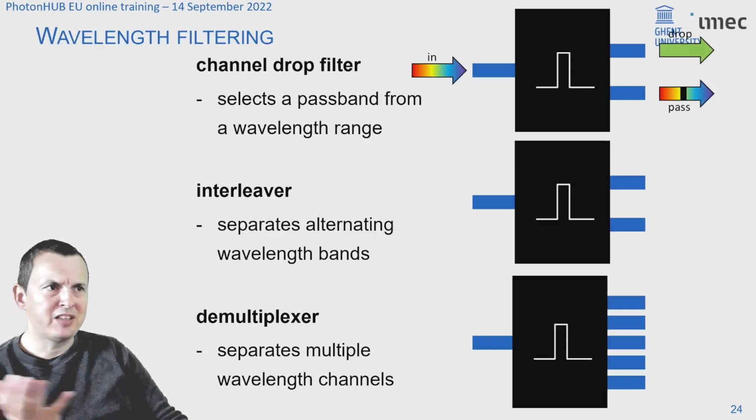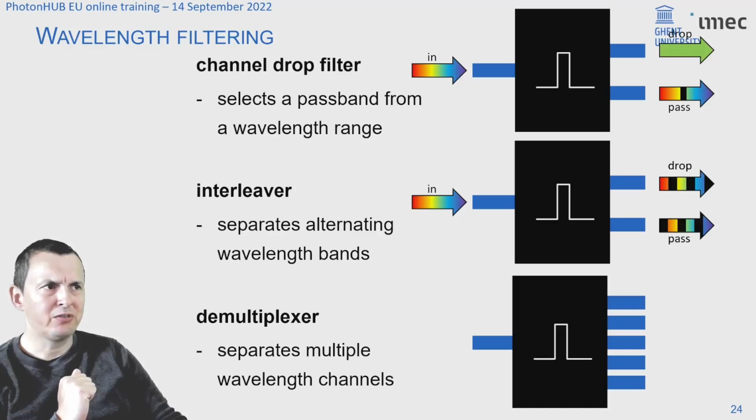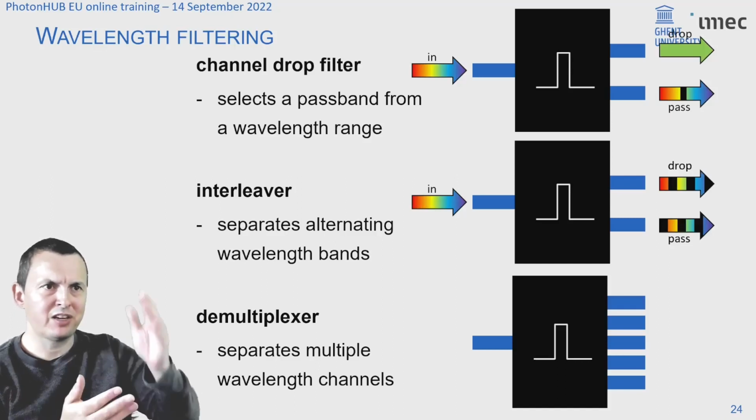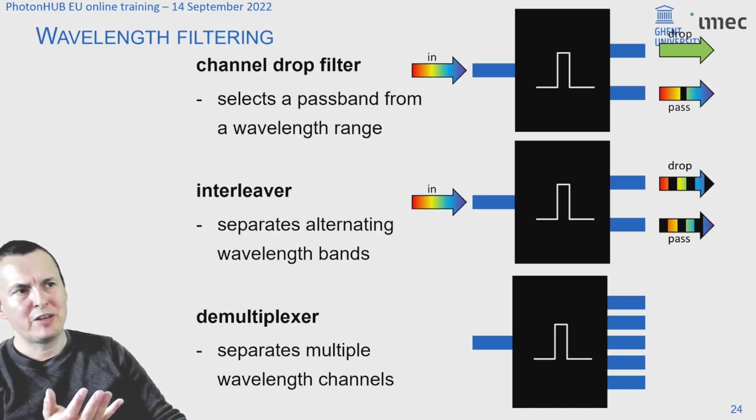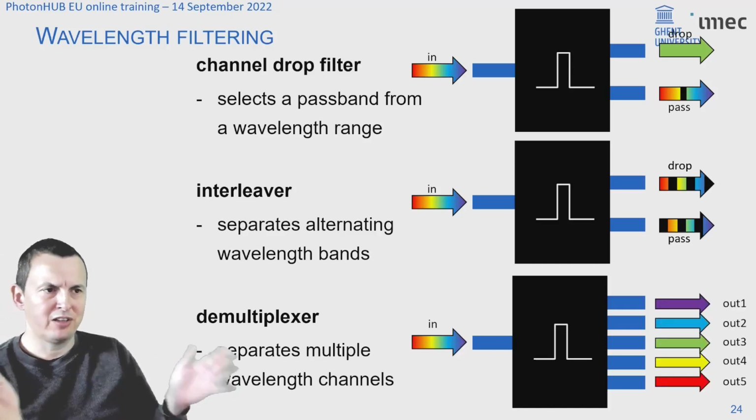You can basically separate alternate bands into one waveguide or the other, a bit like the Mach-Zehnder Interferometer with its sinusoidal response that I showed earlier. Or you can do a multiplexer, which basically takes a spectrum and separates it into individual bands.